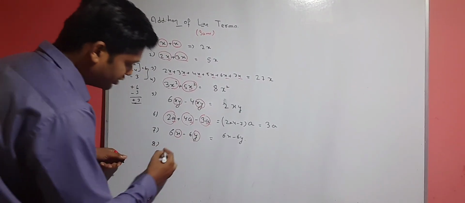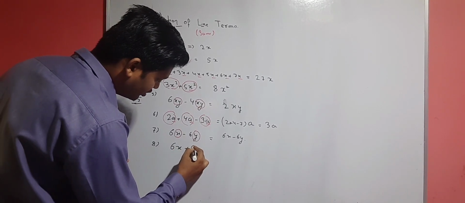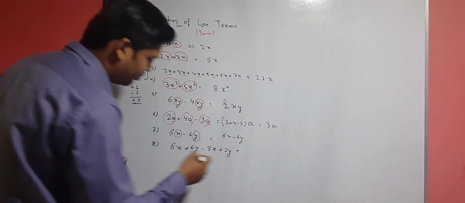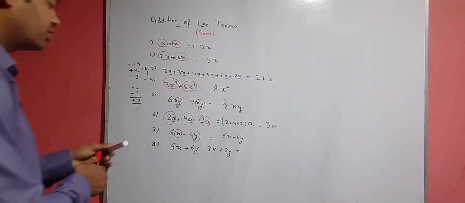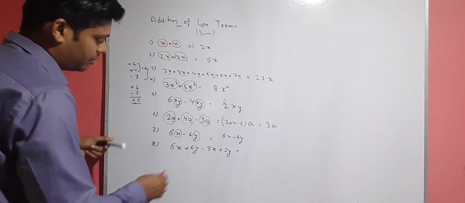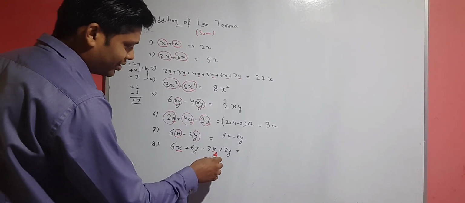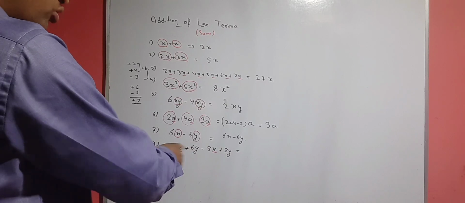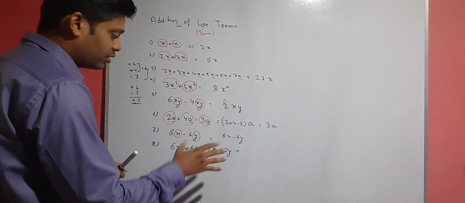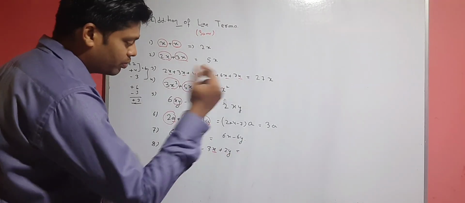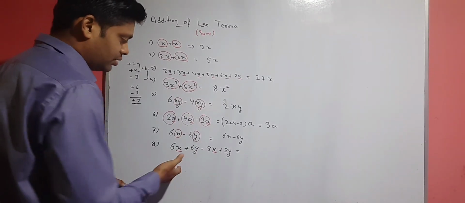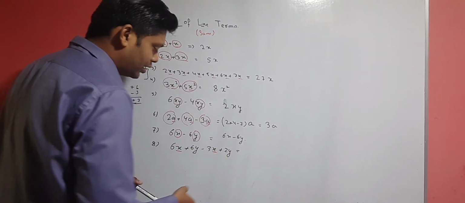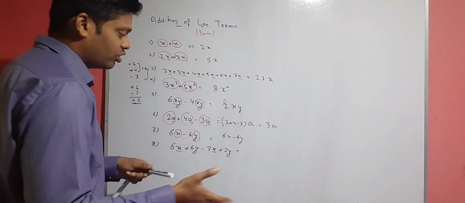The next one, for example: 6x plus 6y minus 3x plus 2y. Again you have to search for the like terms, meaning the same family. Is there X anywhere? X is there, so these two are of the same family. First you arrange them because they are not together, they are just lost like a child lost in the Kumbh Mela. Four terms are there, so they are separated. Now it's your work to keep them together.